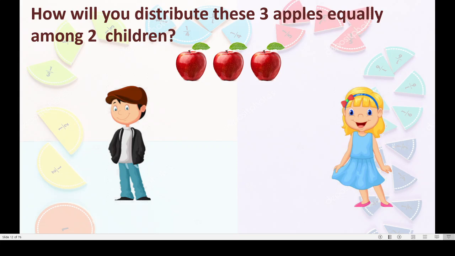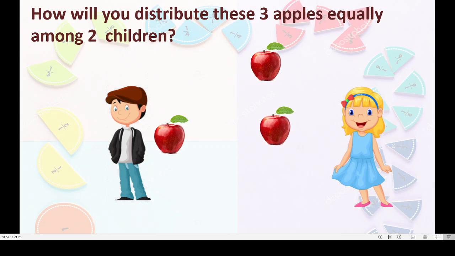Okay, first we will give one apple to each child. Take this. Take this. Now 1 remained. What to do now? They need equal shares. Yes, come on children. What is the solution for this? What to do with this apple? Yes, have any idea? Let me know.